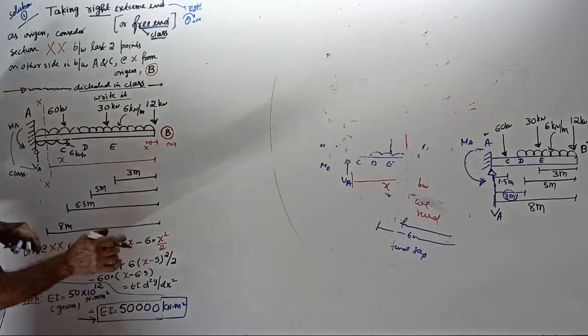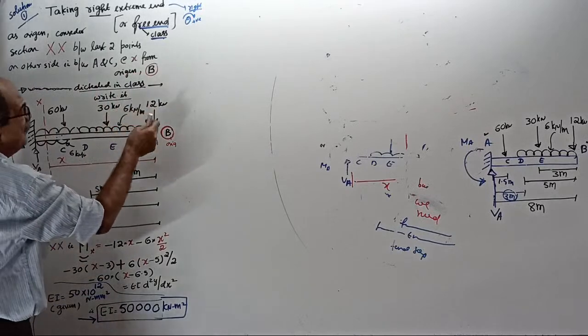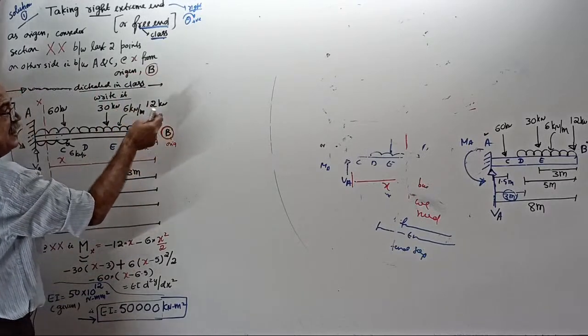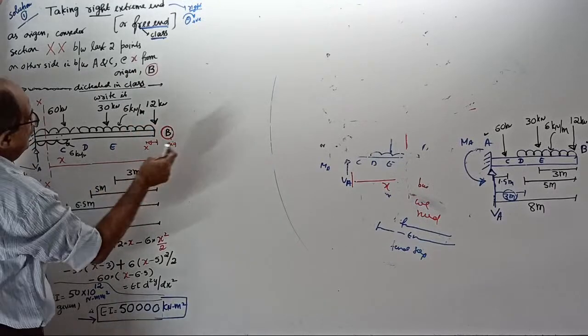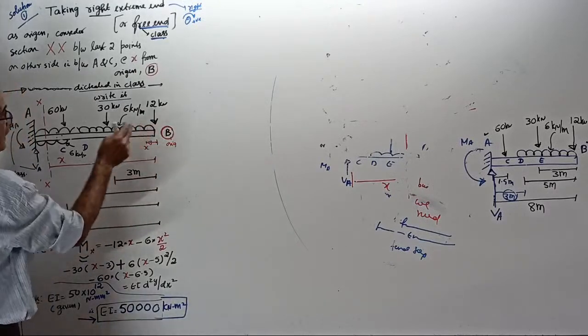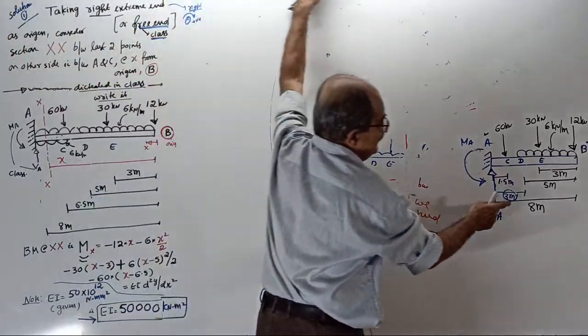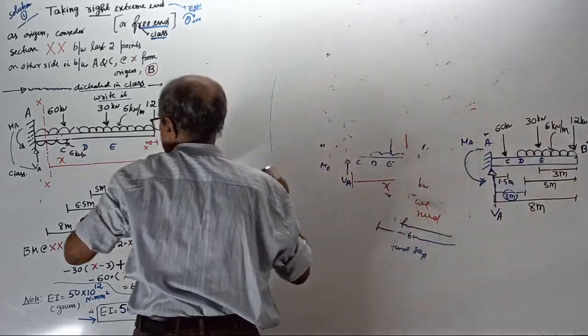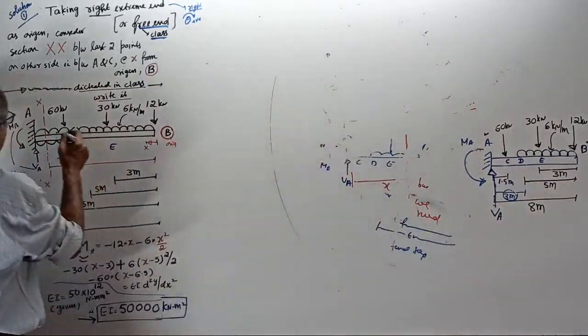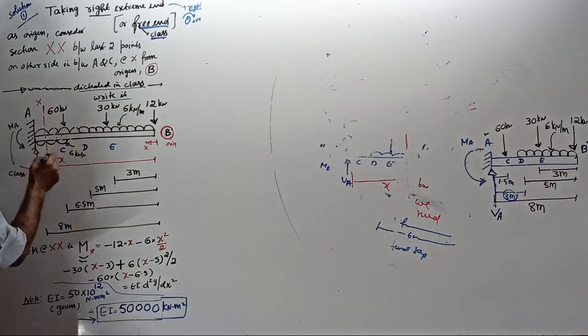Okay, now start. Mark everything from where? From the free end origin. 3, correct. 5. Then see here, this is 8. This is 1.5. That will be 6.5. Lastly 8.